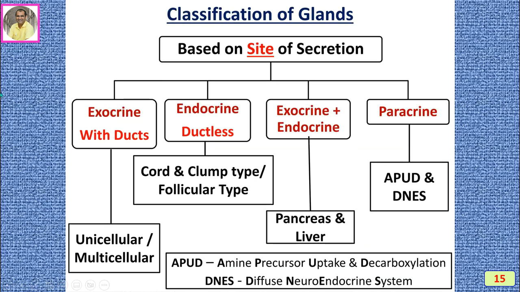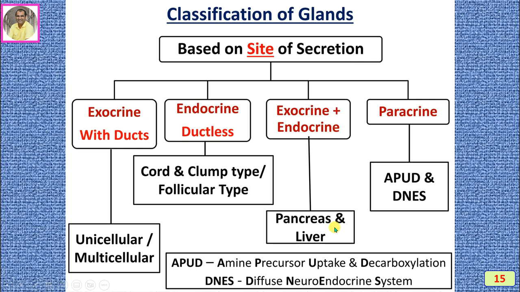The classification of glands in general is based on the site of secretion, like exocrine glands with ducts, which may be unicellular or multicellular glands, whereas the ductless glands are endocrine glands, and they form cord and clump type or follicular type. Two types are there. Glands that are both exocrine and endocrine are the pancreas and liver.